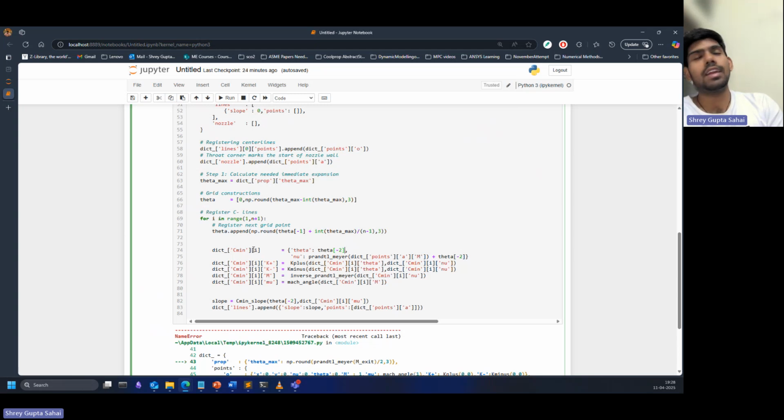Let me think why a theta value. Yes, so the theta value is associated with the fact that these C minus lines are coming from a corner, right? This throat corner, the expansion corner, right? So that is why you will have a theta value also. So what is the flow after this point? That is what it is.